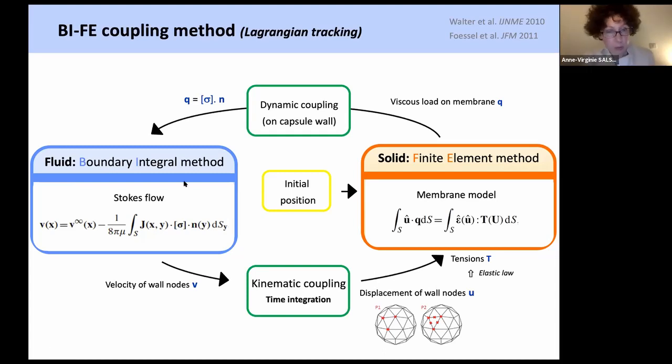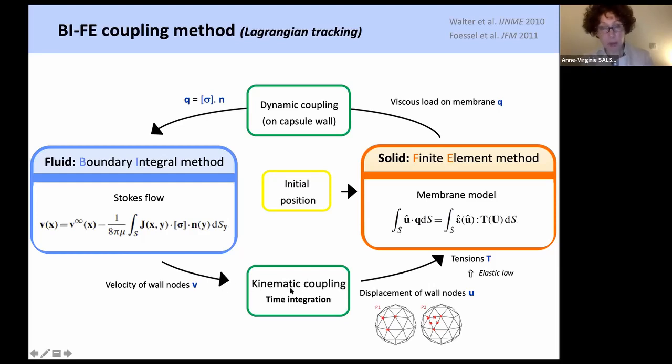So the presence of the capsule induces a perturbation, which is calculated through this integral. So you integrate over the nodes of the capsule. These integrals are quite time consuming numerically, but they're very precise. So that's the advantage. And once we know the velocity, we just have to integrate over time.